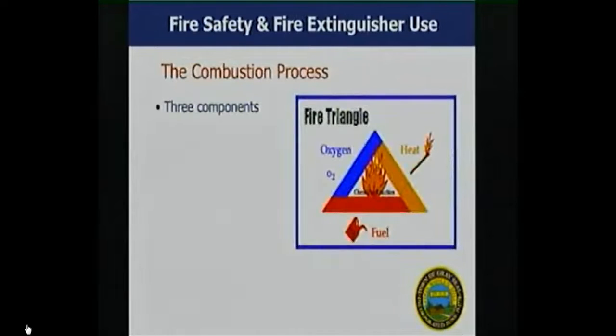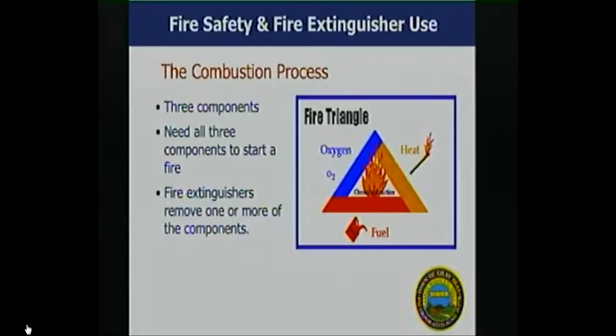The combustion process has three components. The fire triangle is composed of oxygen, heat, and fuel. You need all three components to start a fire. Fire extinguishers remove one or more of these components.